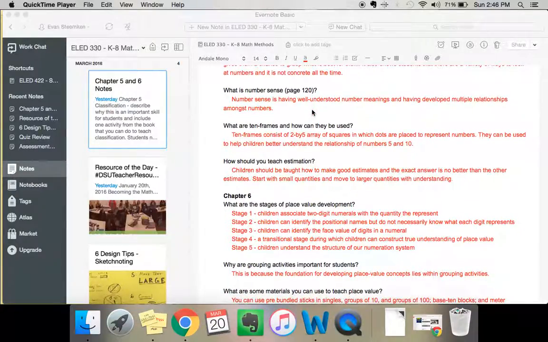10 frames and how they can be used. 10 frames are a 2 by 5 array of squares, and they can help children better understand the relationships of numbers 5 and 10.